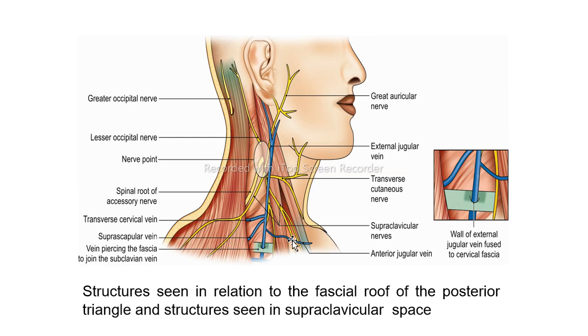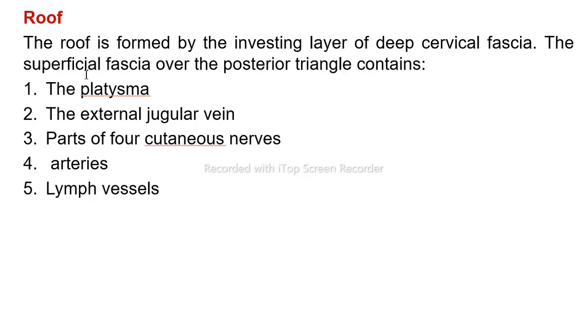So which are the contents of the roof? The content of the roof is skin, superficial fascia. It contains the platysma muscle. There is a thin layer of fat. It is the platysma muscle. Then the external jugular vein, cutaneous nerves, arteries and lymphatic vessels. These are the contents of the roof.